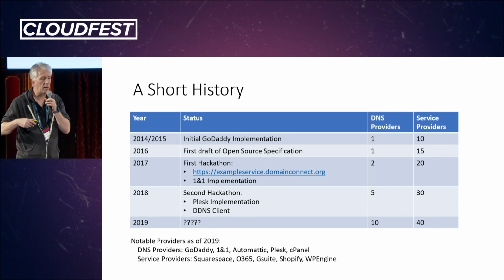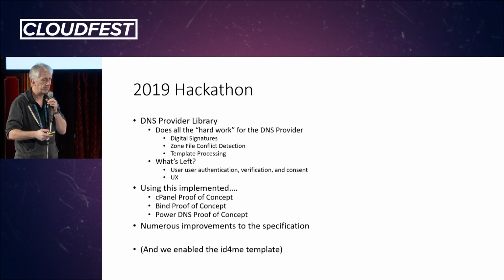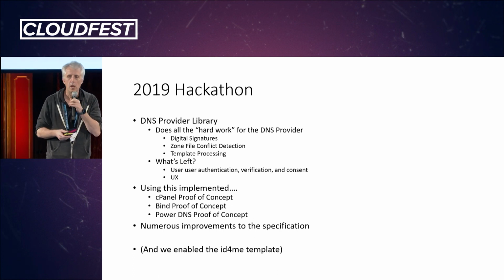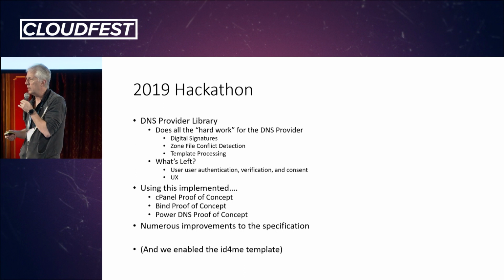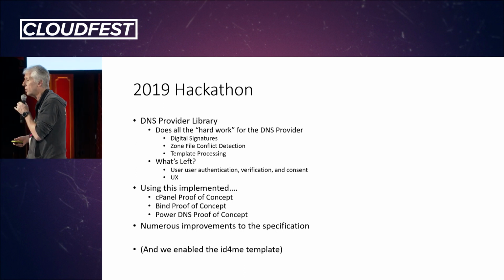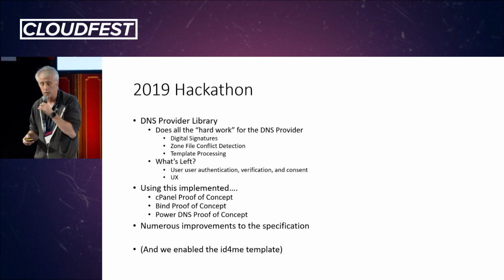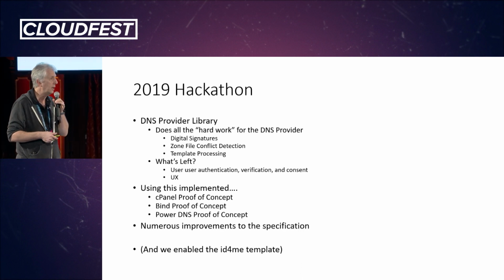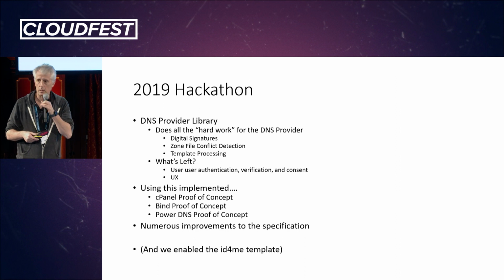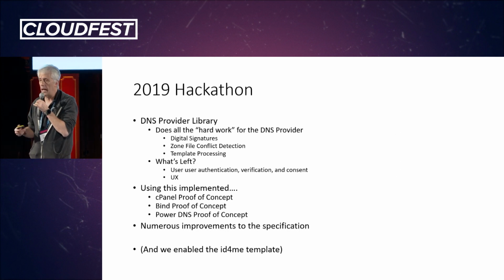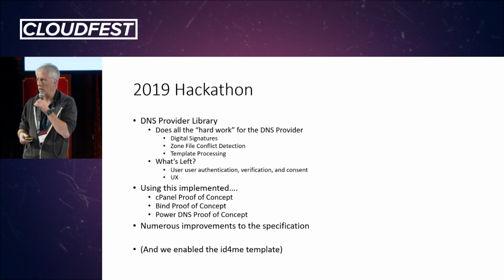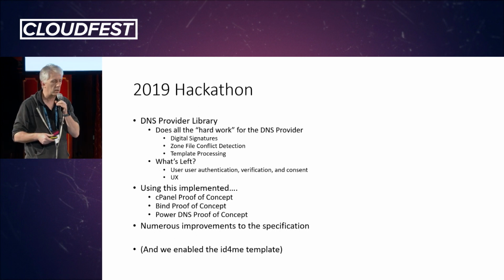And so what did we do this year? This year, we decided the missing component was some example code and libraries to make it easy for the DNS providers to onboard with the protocol. So we built a package. It's up on GitHub, fully compliant with the protocol, that allows a DNS provider to deal with all the hard problems they have to deal with when implementing the protocol.